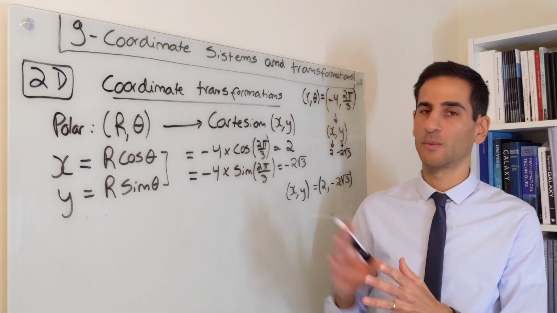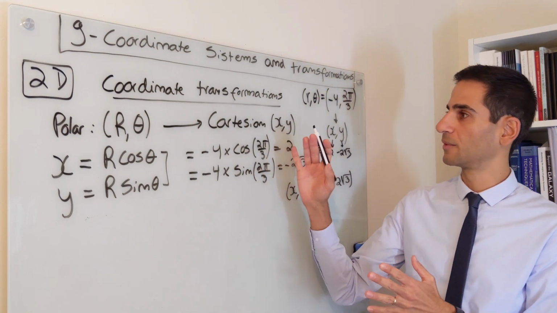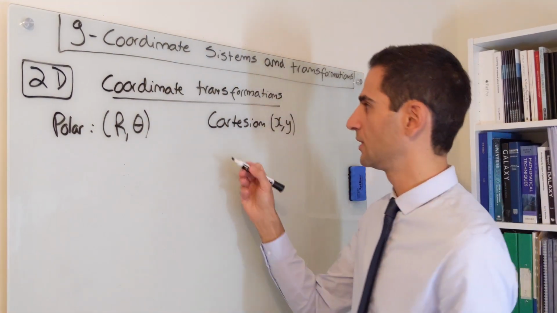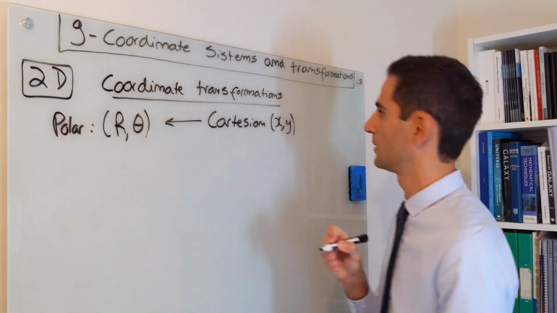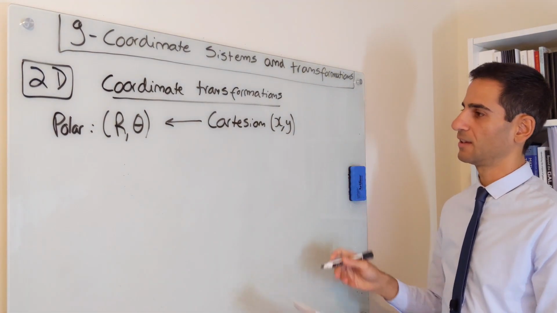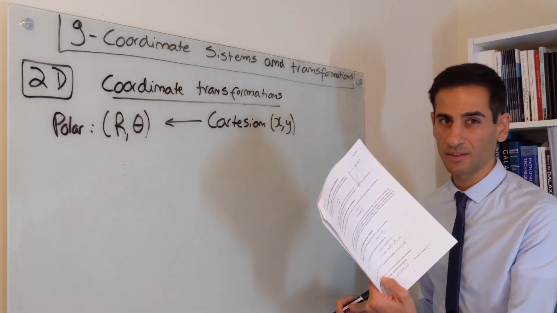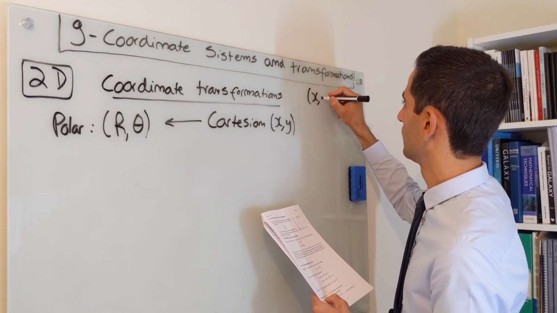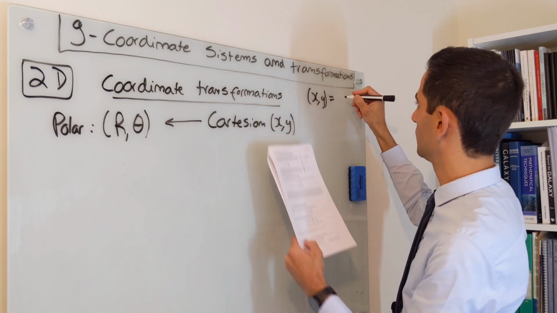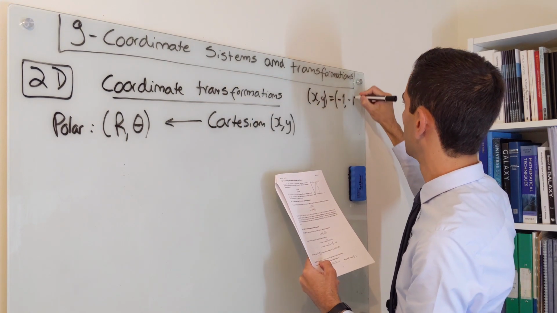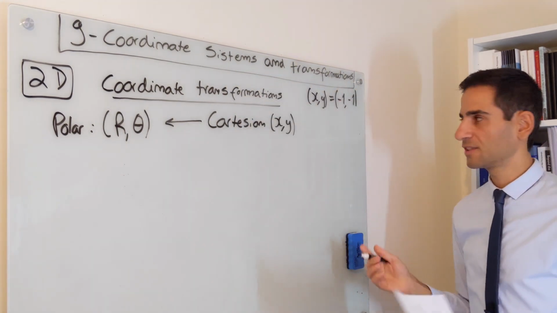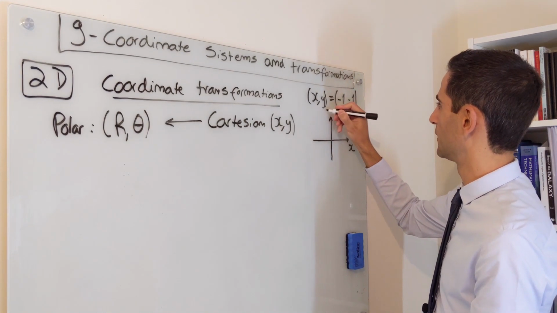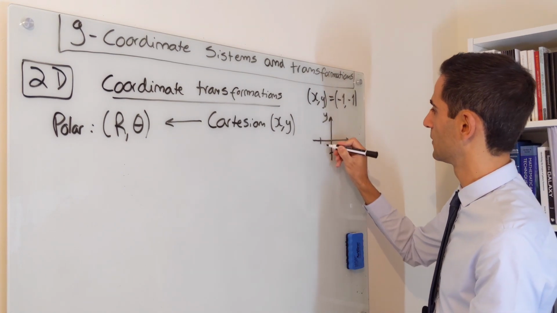What about the reverse? What if we want to go from Cartesian to polar? Let's try that. In this case, and following the example, it's also in your lecture notes, we have a point that's x, y equals minus 1, minus 1. We can even start by plotting it in Cartesian axes. This will be here.